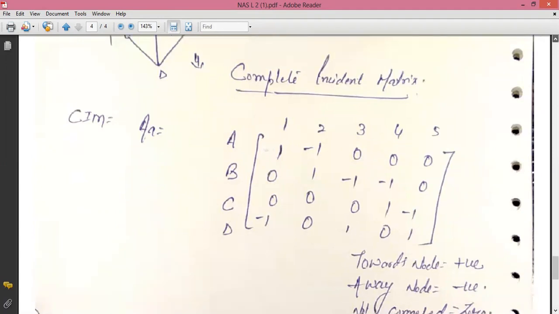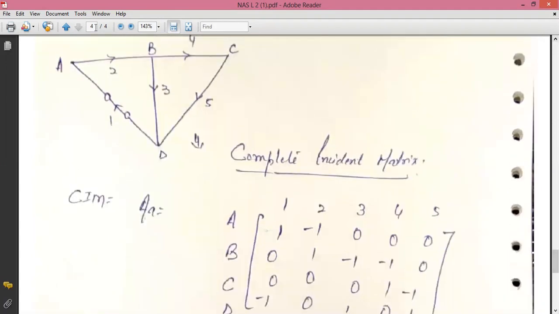That means on the diagram, branch number 2 is linked between which nodes? A and B. So A will be negative, B will be positive. So you see, branch number 2: A is negative, B is positive. Clear? Branch number 3, B and D: B will be negative, D will be positive. Branch number 4, B and C: B negative, C positive. And branch number 5, C and D: C negative and D negative.